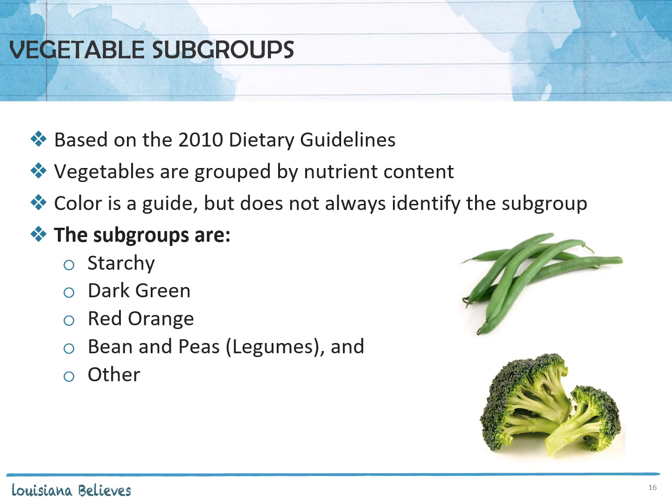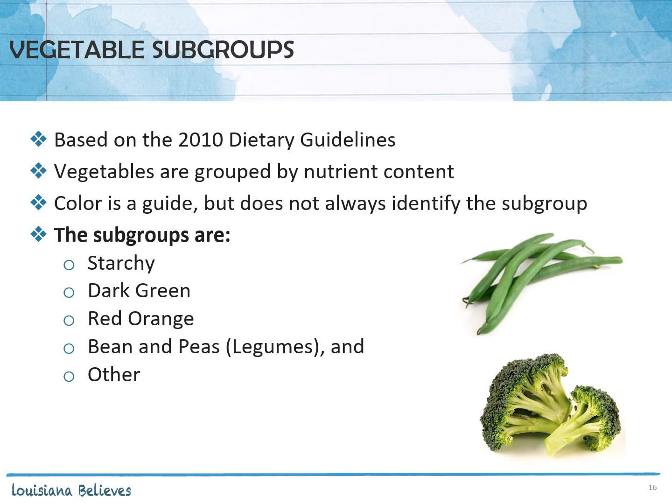The 5 vegetable subgroups are the same as the recommended subgroups in the 2010 Dietary Guidelines for Americans. The subgroups include vegetables based on their nutrient content. The vegetables in each subgroup have similar nutrient content. Color is generally a guide to where a vegetable belongs, but it does not always determine the subgroup. For example, broccoli and green beans are both green, but broccoli is in the dark green subgroup and green beans are in the other subgroup because they provide different nutrients.